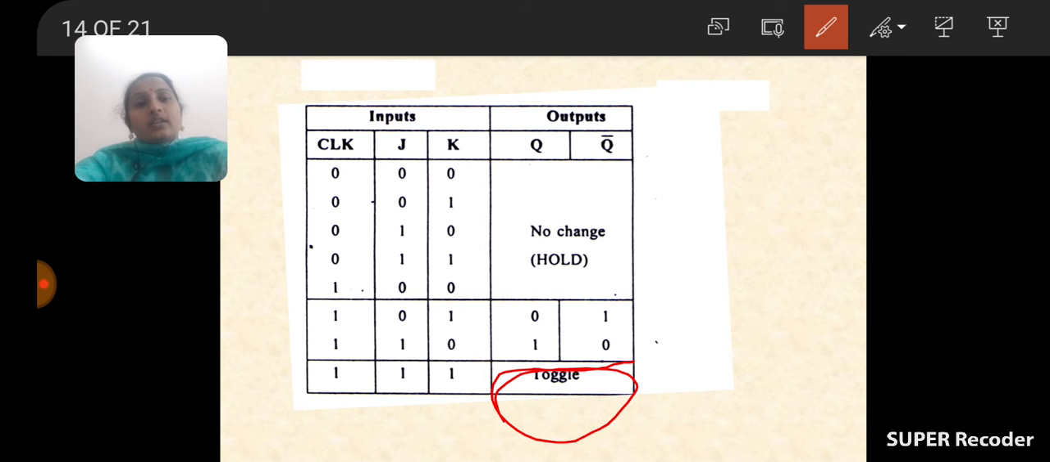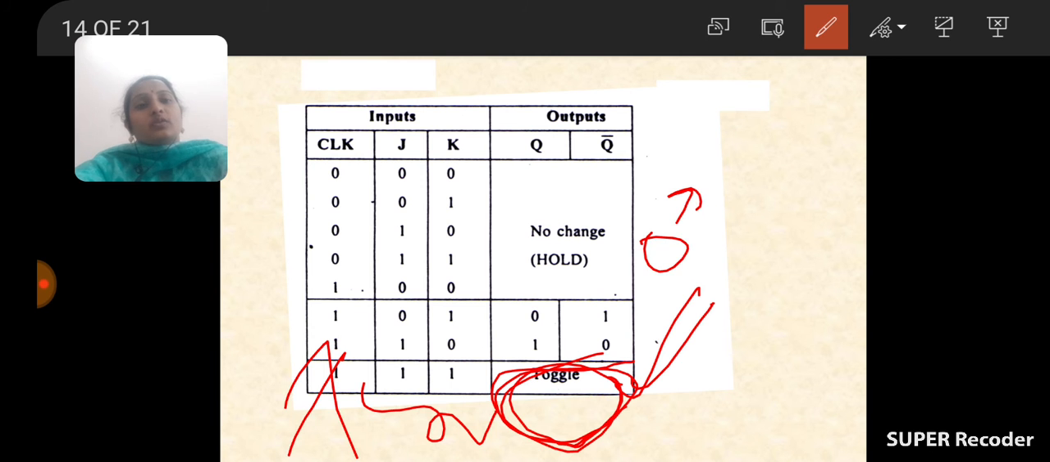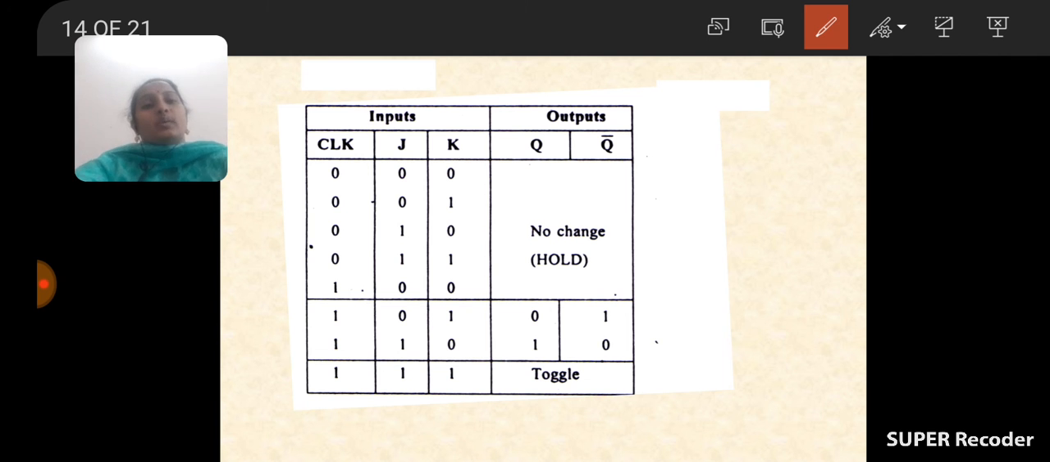The main condition of JK is the toggle condition. When both inputs are high and if we apply the clock pulse, the toggle condition occurs. Toggle means the output does not hold, it changes from 0 to 1 and 1 to 0, 0 to 1 and 1 to 0. Okay. So to eliminate the hold condition during the application of both inputs high, we are designing the JK flip-flop. So in presence of both inputs high, the output changes from 1 to 0 and 0 to 1. This condition is called what? Toggle condition.